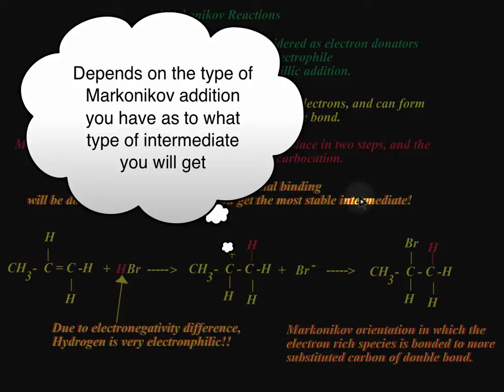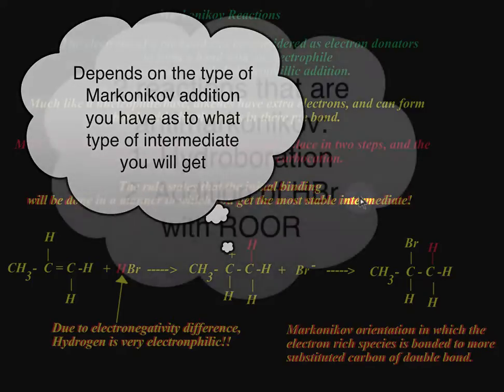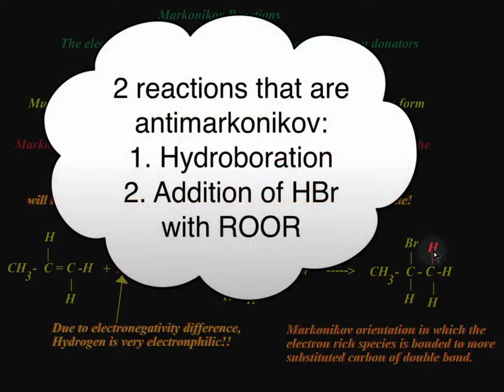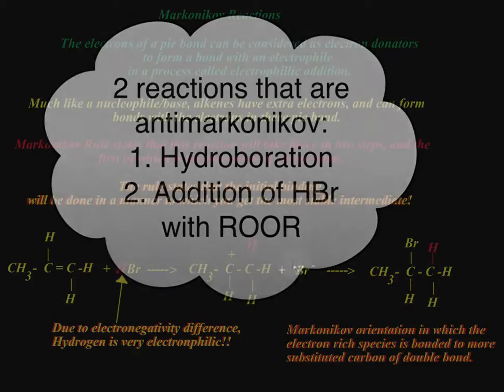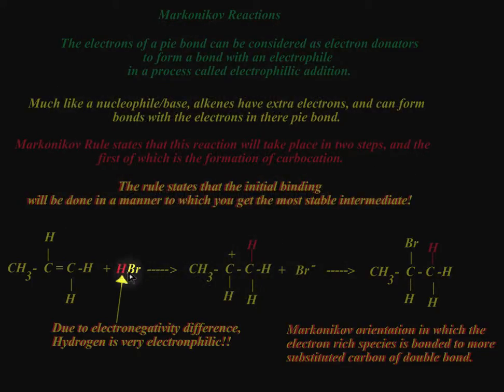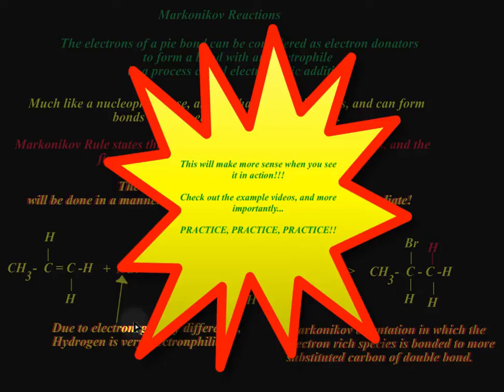There are also anti-Markovnikov reactions, and that's the opposite of this orientation, in which the electrophile would be bonded to the least substituted carbon. And what happens there is dependent on which of the two anti-Markovnikov reactions we're going to discuss. One is hydroboration, and the other one is addition of HBr, but in the presence of peroxide. So those are the only two that are anti-Markovnikov. The rest will be Markovnikov, all right?